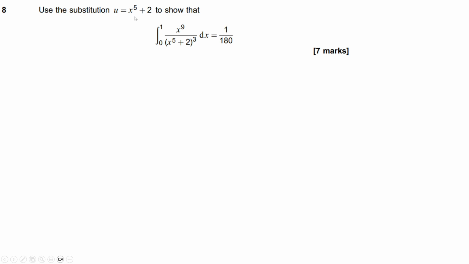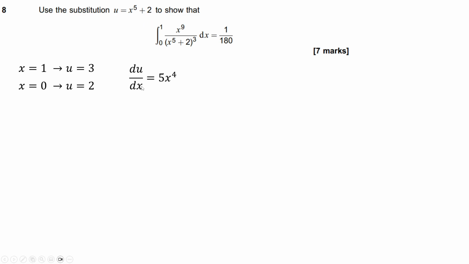Use the substitution u equals x to the 5 plus 2 to show that this equals that. Let's first of all just change the limit. So when x equals 1, we'll plug in 1 into this, you'll get u equals 1 plus 2, so u equals 3. When x equals 0, u must equal 2, because 0 to the 5 is 0 plus 2 is 2. And then if we differentiate this, we'll get du by dx equals 5x to the 4, and then the plus 2 just goes away.